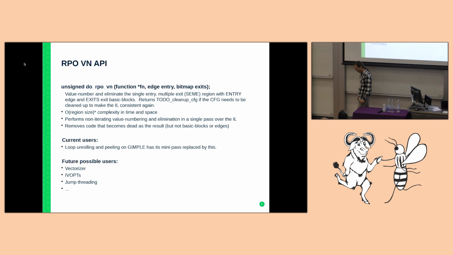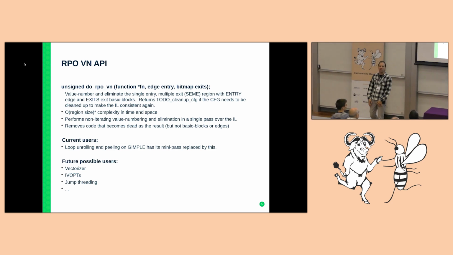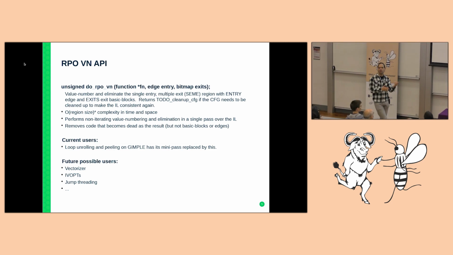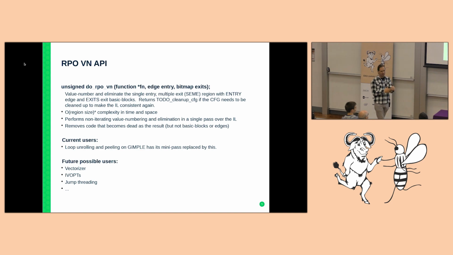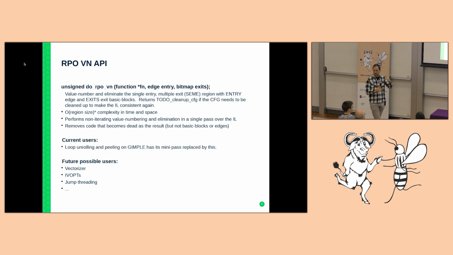So as I said, I wanted this thing to work on regions to be able to use it as a cleanup phase. So for example, when the vectorizer is finished running, it could run the value numbering on the vectorized loop body. And of course, when you have something that works on a region, it should also be of compile time complexity of the size of the region and not something bigger, because otherwise it's not really region based, I would say.